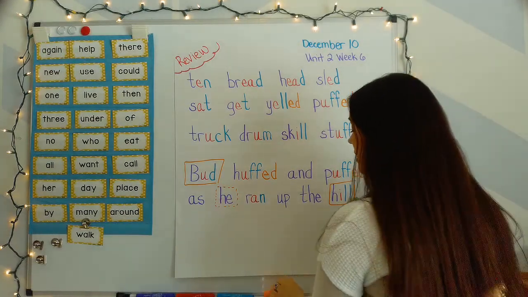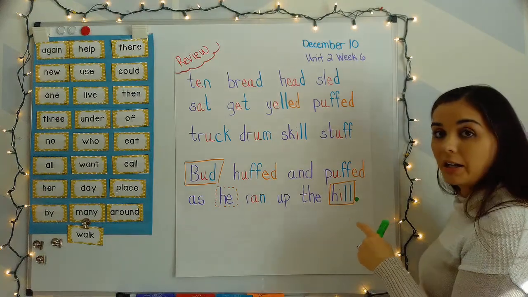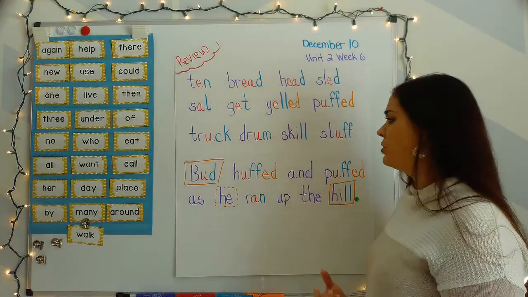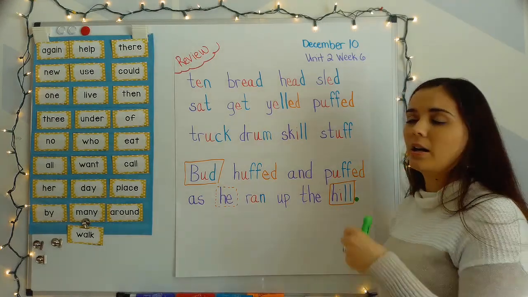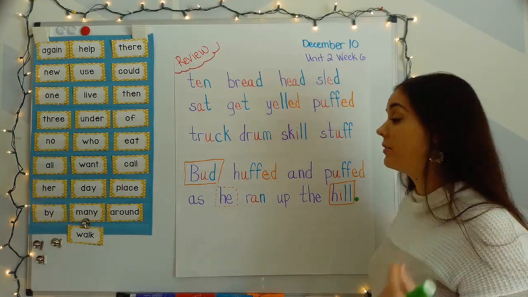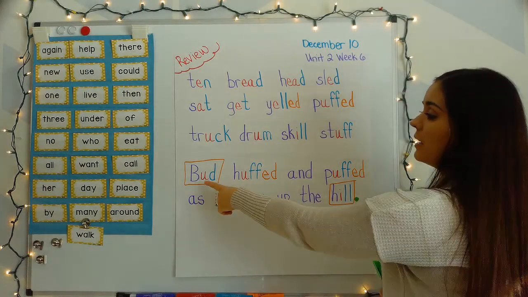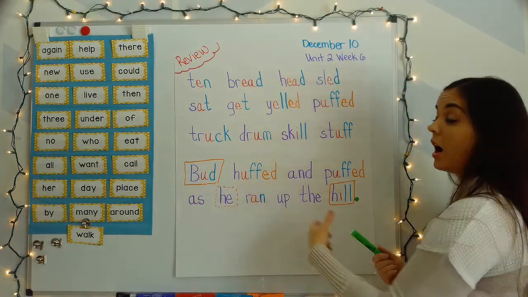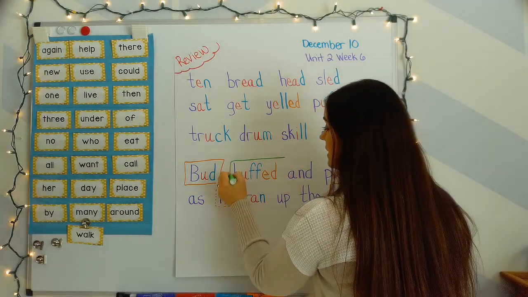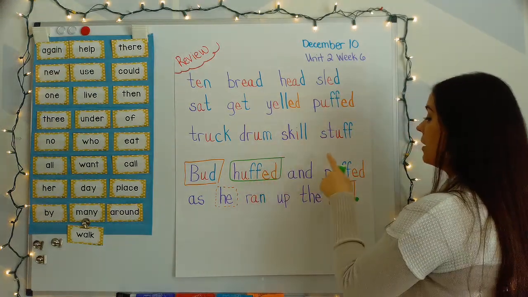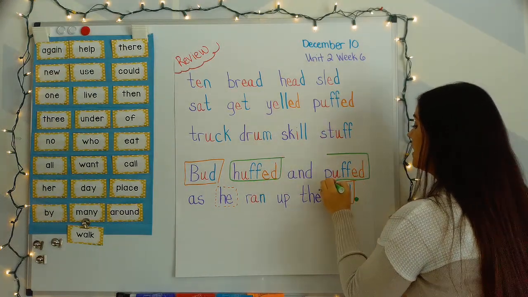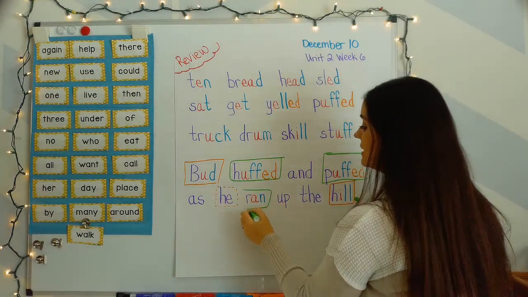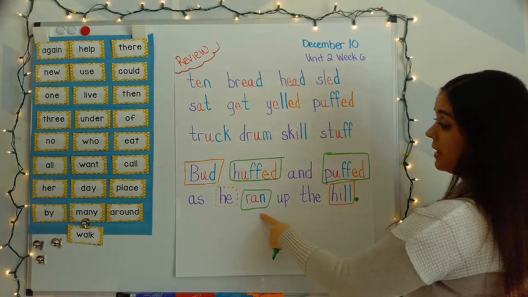All right, let's do verbs. We started talking about verbs a little bit. So remember, a verb is an action. It's something that you can do. Kick, run, hop, swim. All of those words are verbs. So in this sentence, the verb is what Bud does. So Bud huffed. That's a verb. That's something that he does. That's an action. Puffed. That is a verb. That is something that Bud does. Ran. That is also a verb. It is something that Bud does.